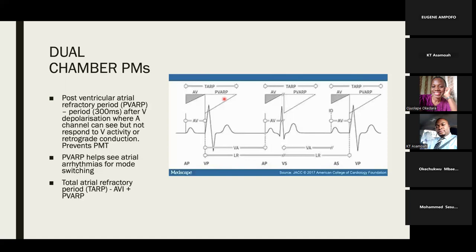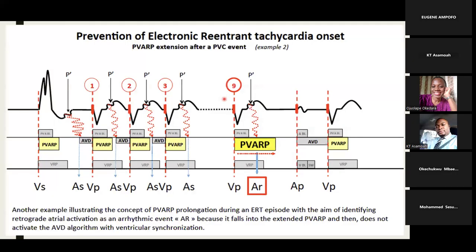Alternatively, it can stay in the dual tracking mode, but instead of a DDD, it will switch to a DDI, so that now when it is picking up those impulses, instead of firing with every impulse, once it picks up intrinsic impulses, it holds on and then inhibits. So that's where the VVAP comes in. So this is just to explain the concept of the pacemaker-mediated tachycardia.